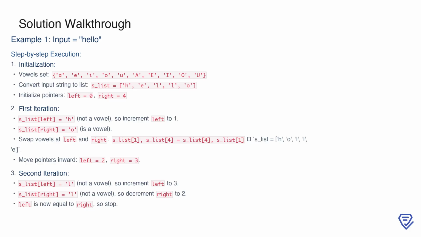In the first iteration, the character at the left pointer is H, which is not a vowel, so we move left to the next position. The character at right is O, which is a vowel. Since we now have a vowel at right and a vowel at the new left position, we swap them. After the swap, the list becomes HOLLE. Finally, we move both pointers inward, left increments to 2, and right decrements to 3.